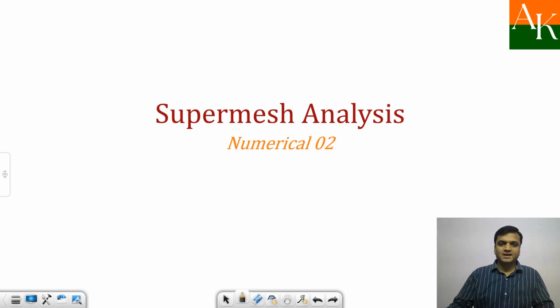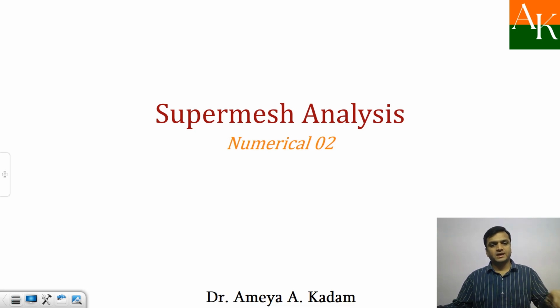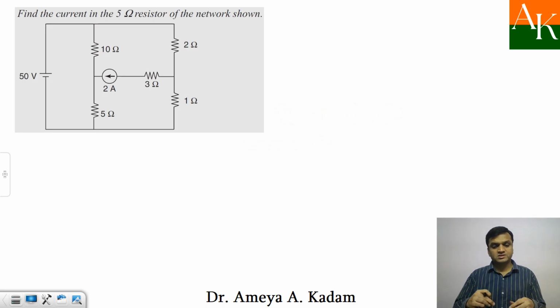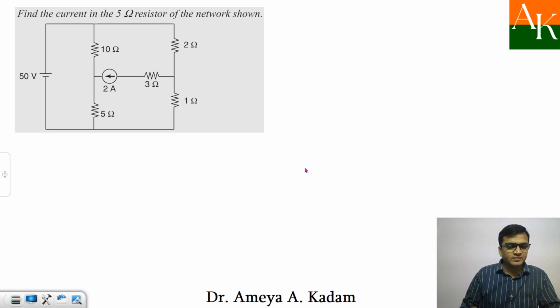Hello students, in this lecture we will see the second numerical on supermesh analysis. So you are aware that in supermesh analysis, we have one current source shared between two meshes. The problem statement is: find the current in the 5 ohm resistor. The 5 ohm resistor is over here and the current source is present over here and is shared between two meshes.